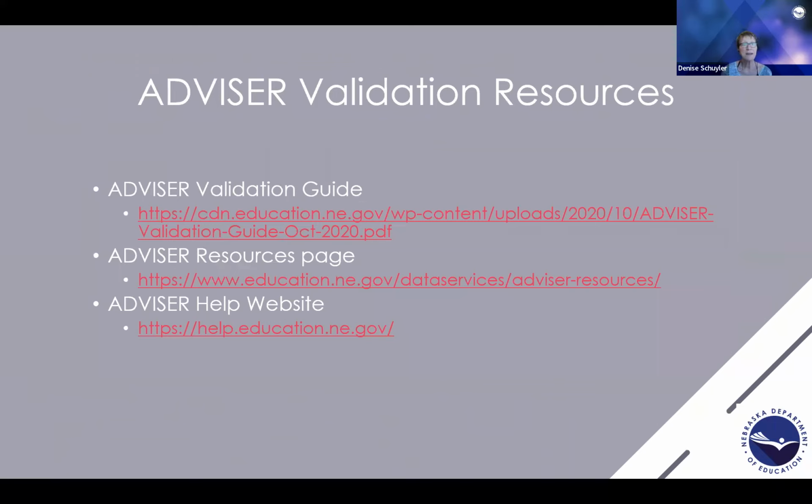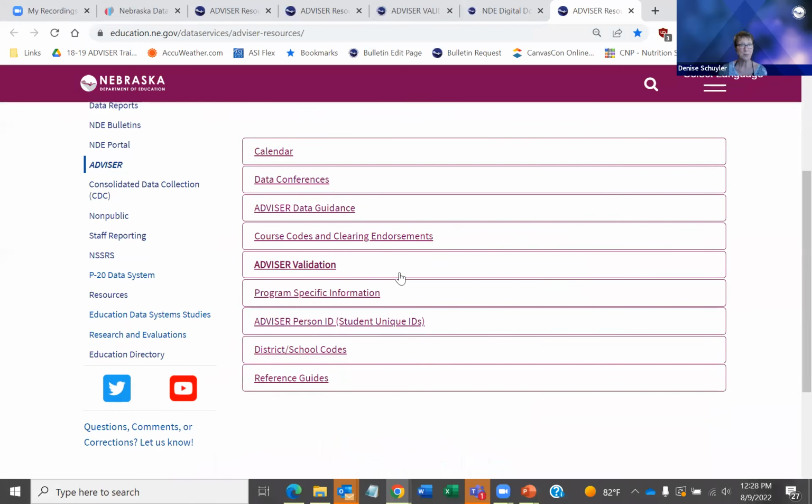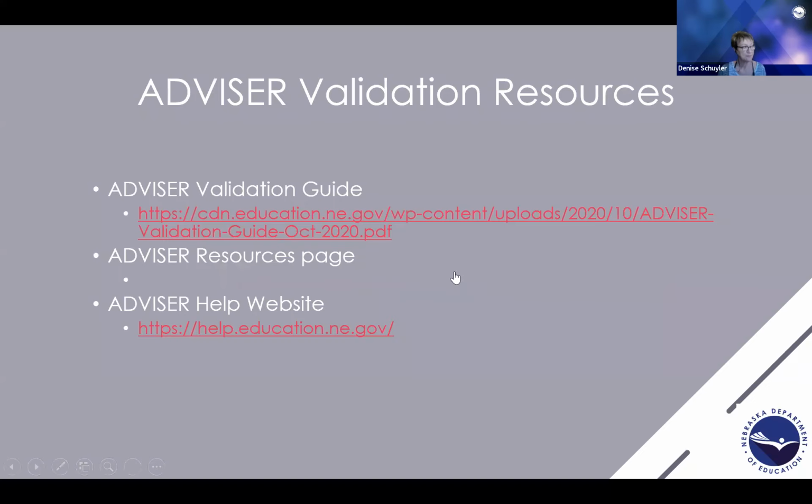So here are some advisor validation resources. I did show you that advisor validation guide where it will provide you with a lot of information on how to use the advisor validation collection. The main advisor resources page, where there is a ton of information and resources to help you with your data collection processes. And then also that help website. So these links are on other pages within this presentation, but they're also all located on one page here.